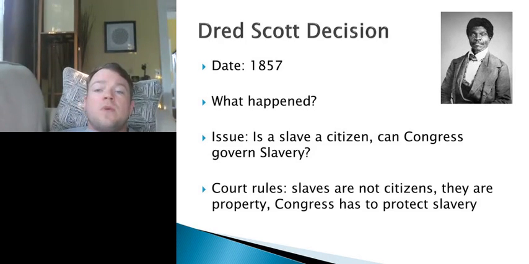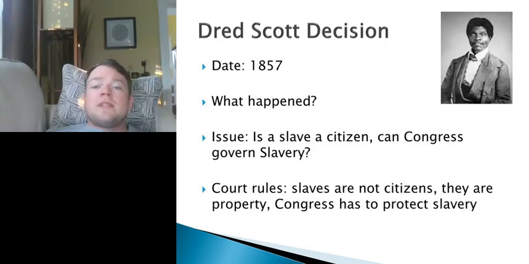This case goes all the way to the Supreme Court. The Supreme Court is going to rule in 1857 that first, slaves are not citizens, so he did not have a right to sue in court. The Supreme Court is going to go above and beyond what they're asked for, and they're going to state that slaves are property. And because of that, Congress is bound by the Constitution to protect property, so they have to protect slavery. So basically, they're saying that Congress cannot make any law that takes away slavery.